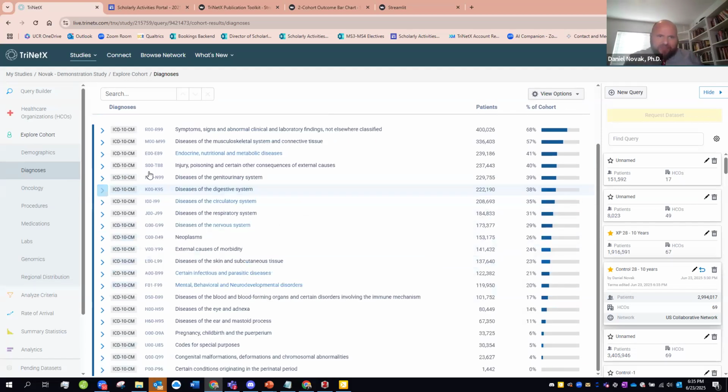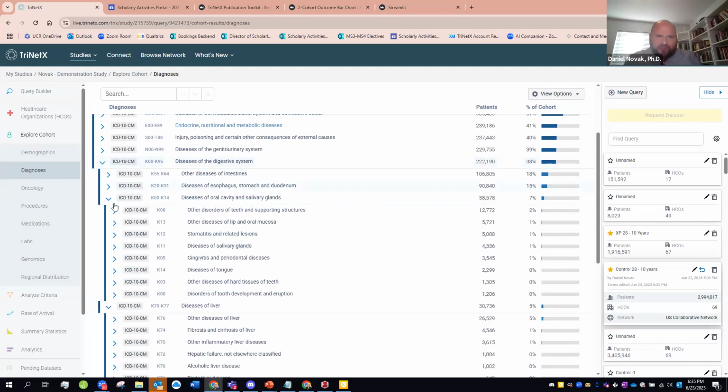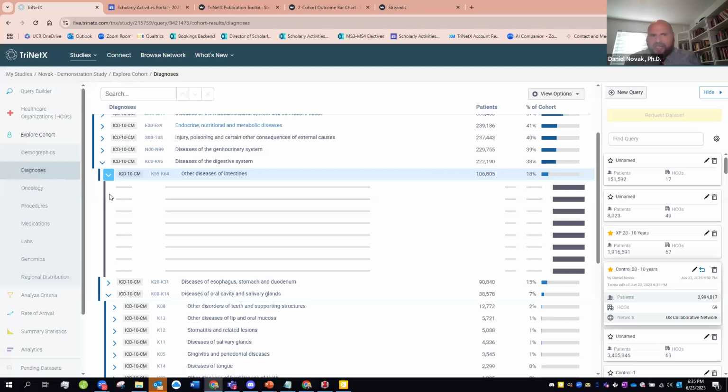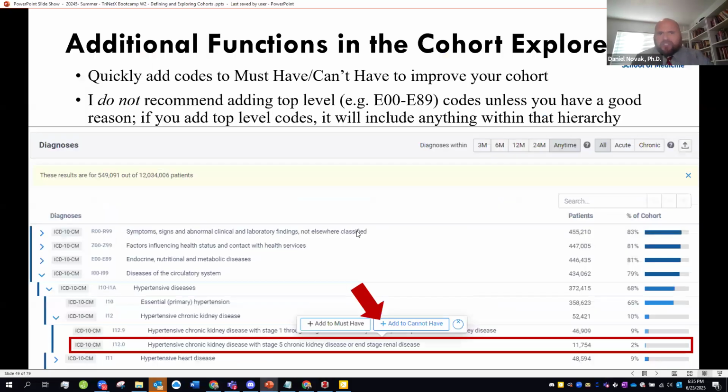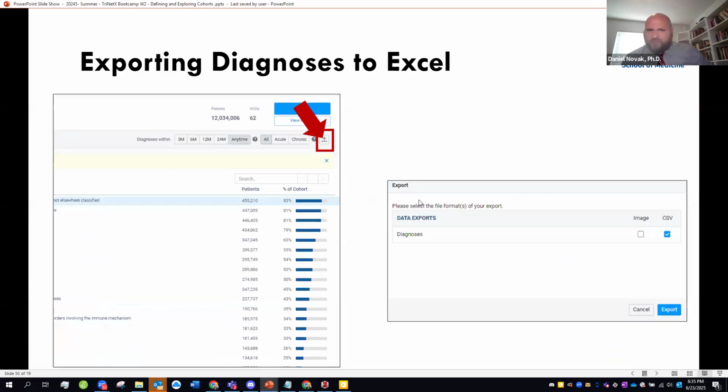And in TriNetX, if you pick a top level code, it will pick everything below that as well, which I described last time, but really makes a difference here. If you add in diseases of the digestive system, it will include anybody with any of these features in here. Everything from hemorrhoids to irritable bowel syndrome, just in this subsection of that. So that's something I want you to be aware of: selecting top-level codes at your peril.